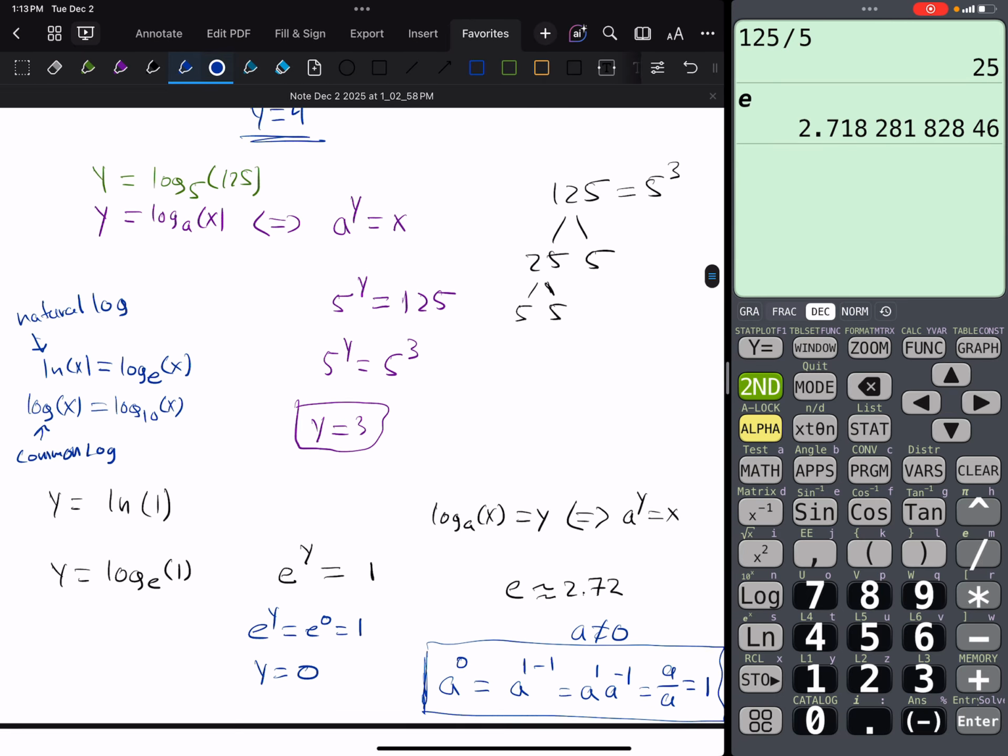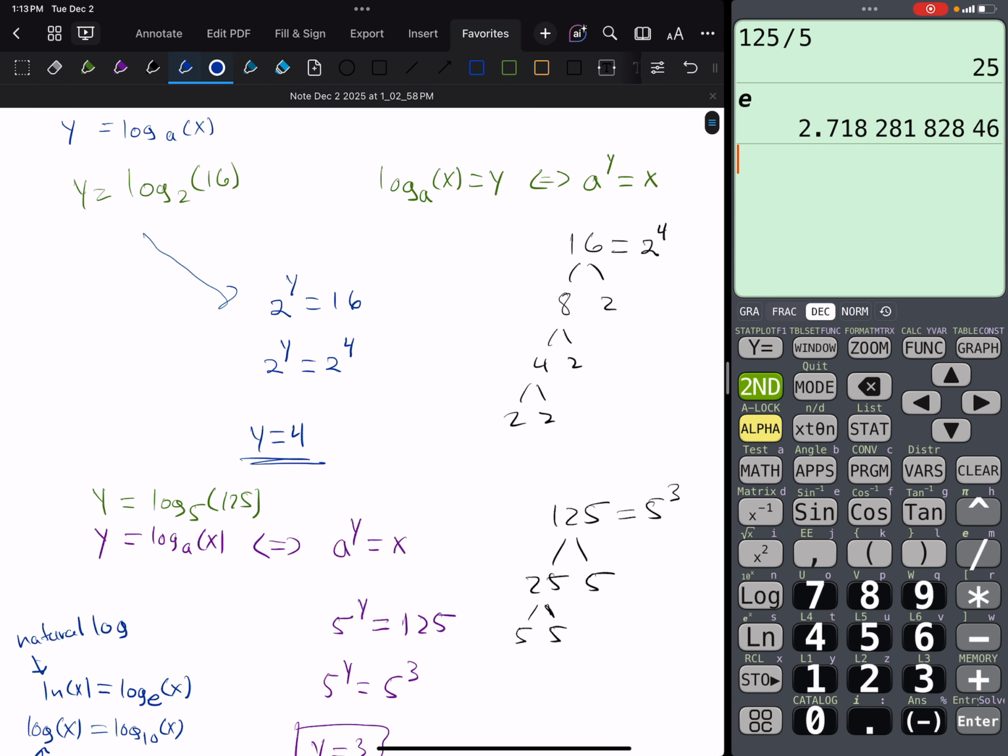I think that's a good set of examples for this type of simple problem.